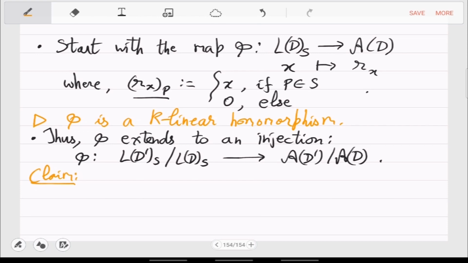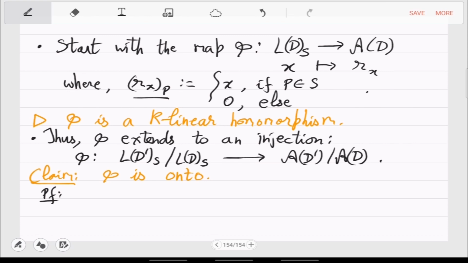The claim is that this is onto as well. But first, is it clear that this is an injective homomorphism? If phi sends a function f to 0, which means that its image is in AD, then in the interesting places, you only focus on these finitely many interesting places. There you are saying that it's 0, which means that it's 0 in LD prime as well. So injection is actually easy. Why is it onto? That is the tricky part, because previously we only had an upper bound. We did not know whether it actually reaches the upper bound. So this is the hard part.